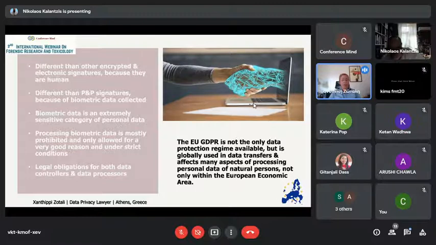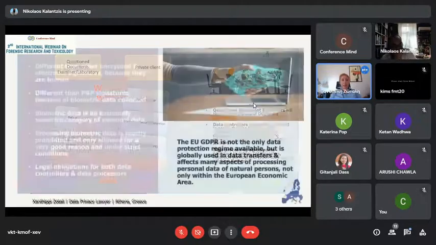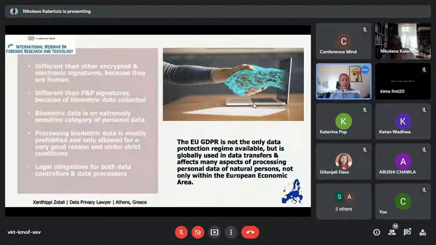This is very precisely regulated in the European Union under the General Data Protection Regulation, the GDPR, as you may have heard, which is not the only data protection regime available. There are several other similar data protection regimes in North America, in South America, and they have similar aspects when it comes to biometric data.